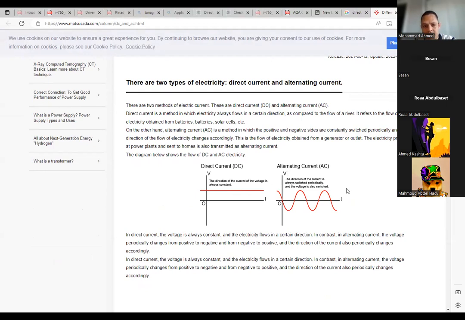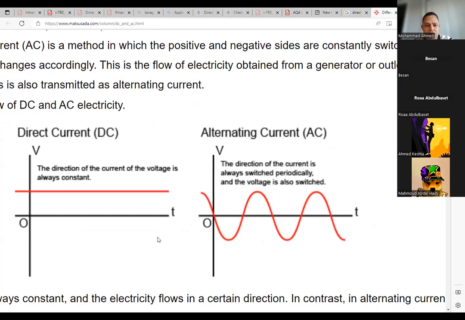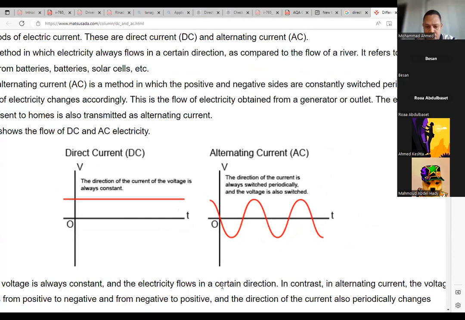But for alternating current, the direction of current is always switched, as you see, in a periodic manner, and the voltage is also switched. So we have two different types of direction of current. If the current moves in one direction and the voltage is constant, it is direct current. If the current moves in the opposite direction, switching periodically, the current is alternating, and the voltage is also alternating voltage.